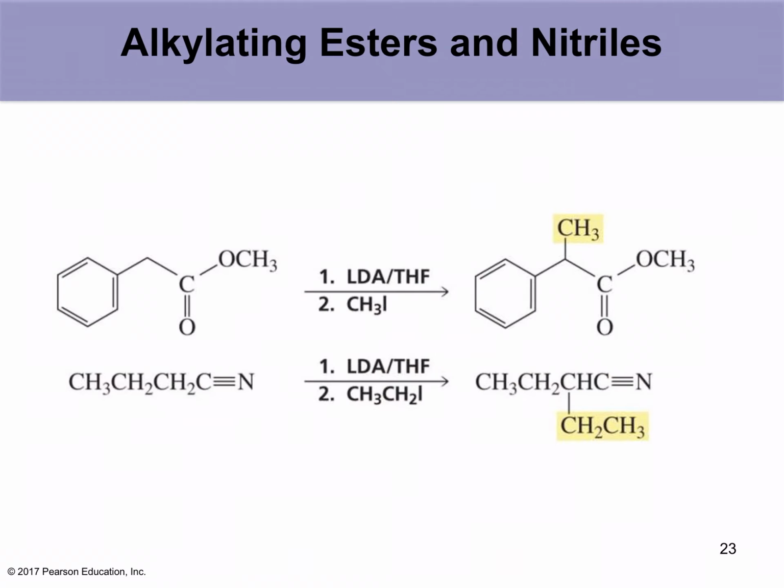Okay, now alkylating esters and nitriles with the same process. So here we have an ester, add LDA in tetrahydrofuran, and the alkylating agent is methyl iodide. So we know what's going to happen. LDA is always going to grab the alpha hydrogen, form a negative charge here, a carbanion, which grabs the methyl group and then alkylates the alpha carbon.